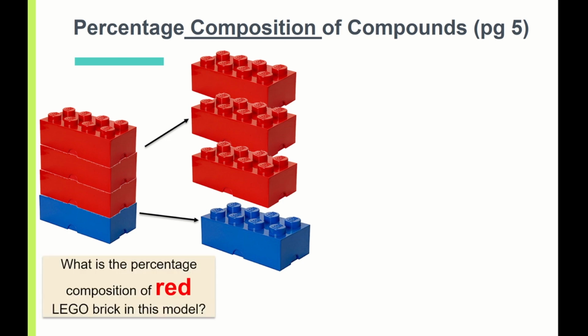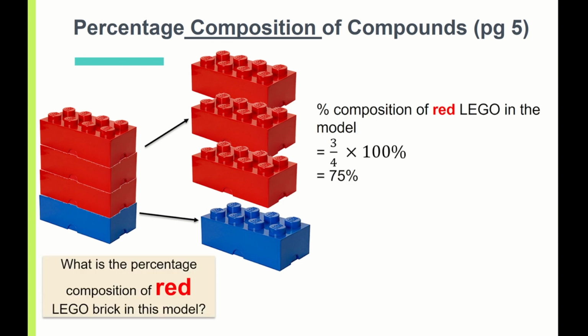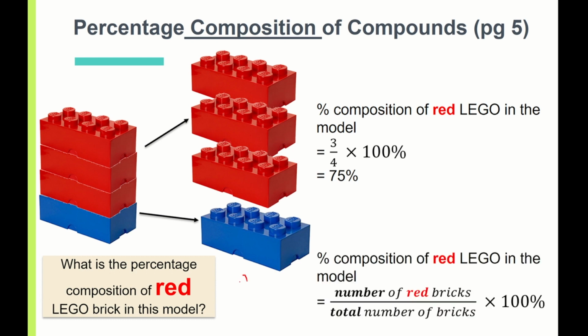And I would ask you, how do you get 75%? Then you will explain to me and say, because there are 4 blocks, and 3 out of 4 blocks are red color. So 3 out of 4 times 100%, because I'm looking for percentage, is 75%. And then if I would ask you, what is the percentage composition of blue Lego bricks? You answer, percentage of blue Lego bricks will be 100% minus 75%, or 1 out of 4 times 100%. So this is for your blue Lego brick.